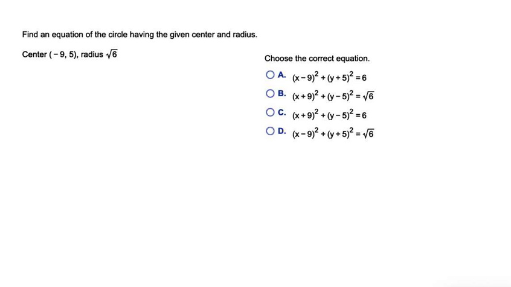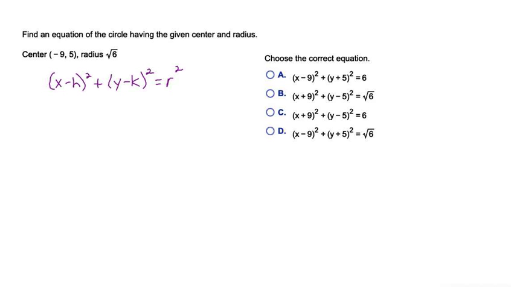Let's look at an example from the homework set. We're to find an equation of the circle that has center (-9, 5) and radius square root of 6. So let's remember our formula. The formula is r squared equals (x minus h) squared plus (y minus k) squared. Or I can see from my choices over here, they have the r squared on the right. So we can do that. It really doesn't matter which side it's on.